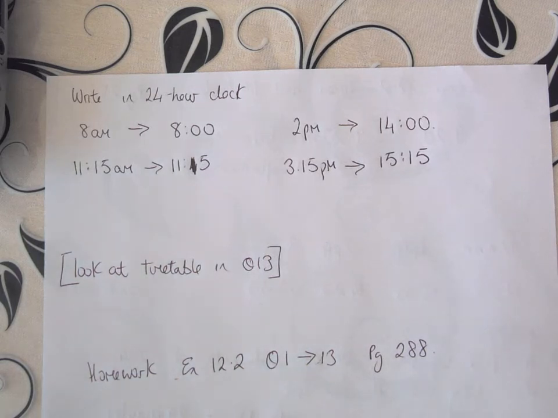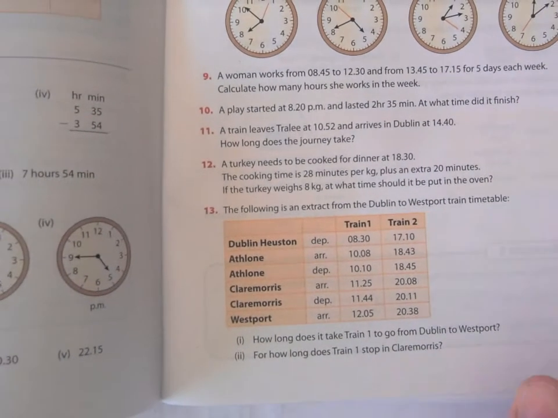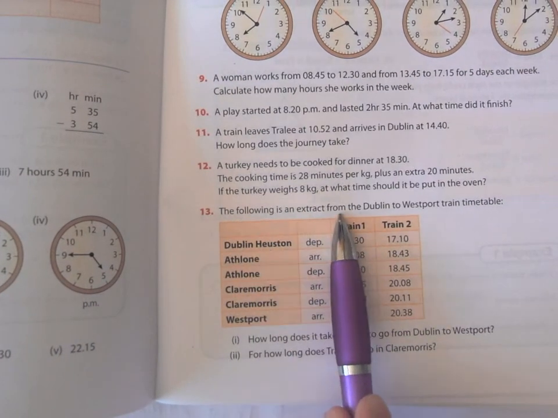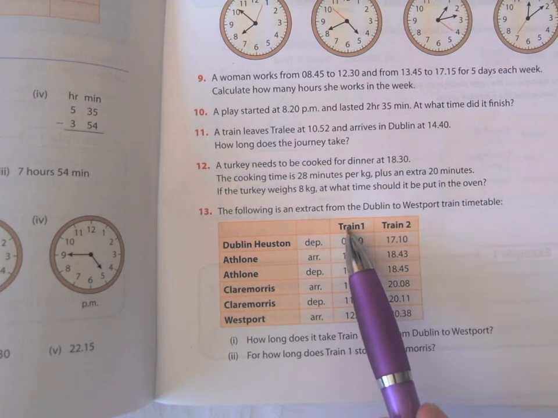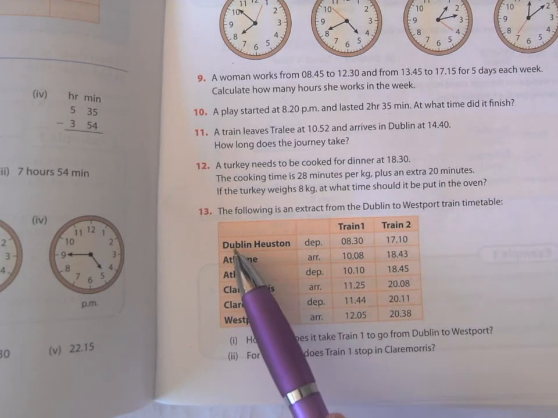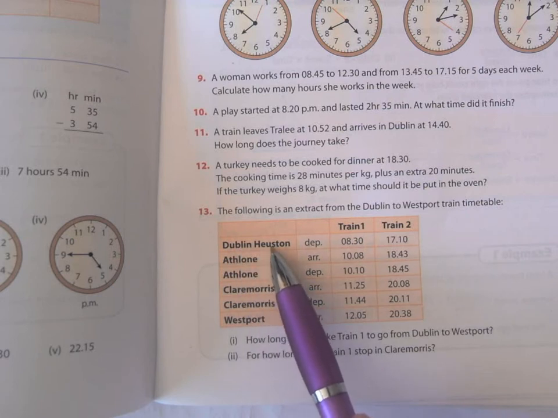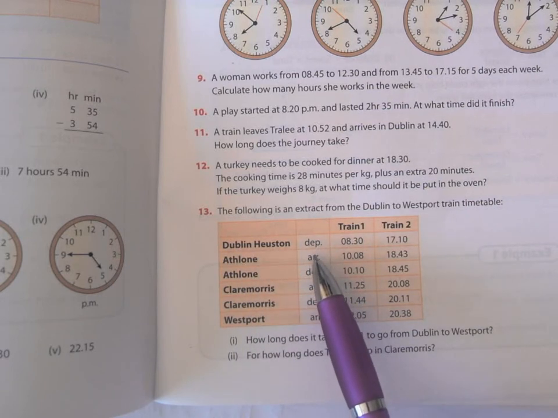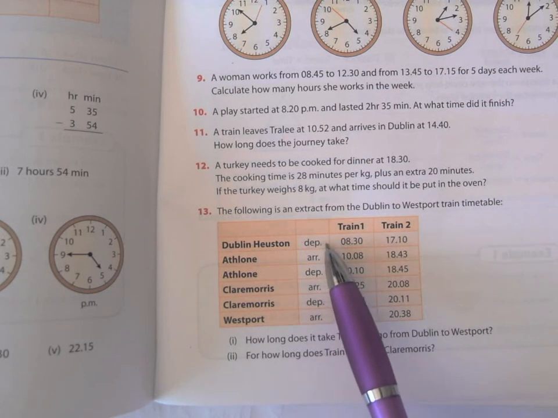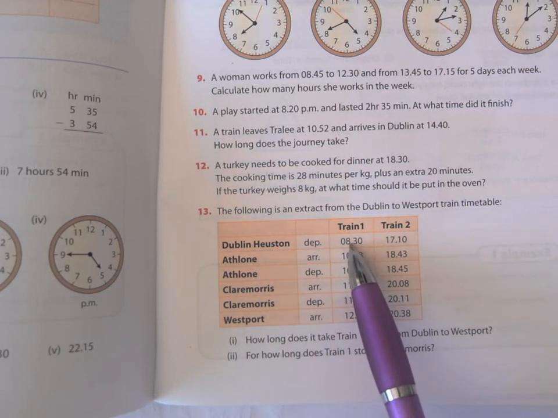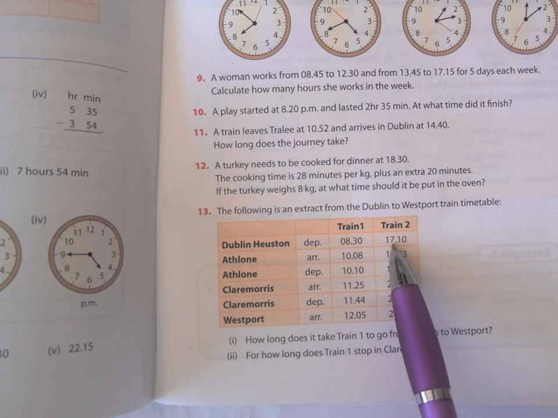And then the other thing we're going to look at is timetables. Okay, so in question 13 here, the following is an extract from the Dublin to Westport train timetable. So there's 2 trains, there's train 1 and train 2. So Dublin, Houston, DEP is for departures, ARR is for arrival. So train 1 departs Dublin, Houston at 8:30. Train 2 departs Dublin, Houston at 5:10 in the afternoon.